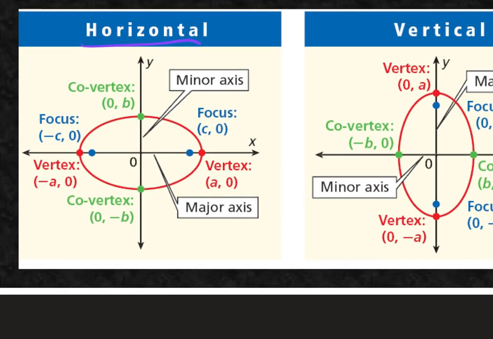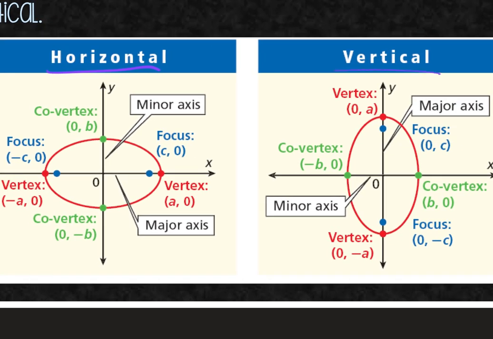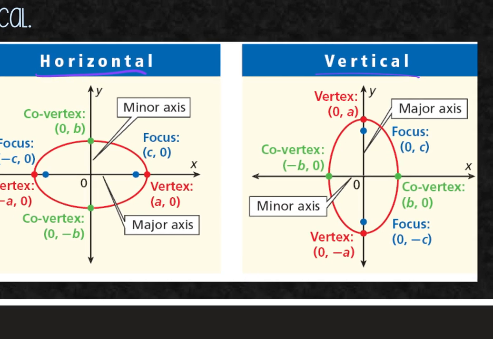If you switch it and now you're looking at a vertical ellipse, now you're going up and down to get the major axis. So you're going up to get the vertex, down to get the negative vertex. Up and down gets you your foci, right and left gets you your co-vertices.